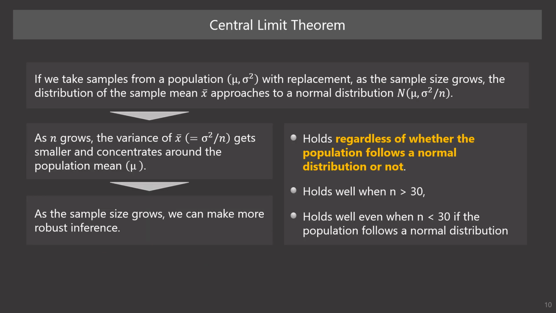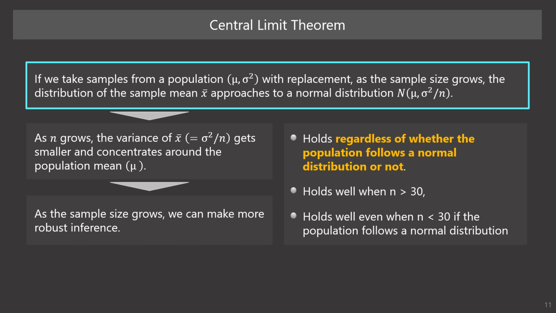Let's see a very important theorem to understand statistical hypothesis testing, the central limit theorem. The central limit theorem states that if we take samples from a population with replacement and the population mean equals mu and its variance equals sigma squared, as the sample size grows, the distribution of the sample mean approaches a normal distribution with the mean equals mu and a variance equals sigma squared divided by n.